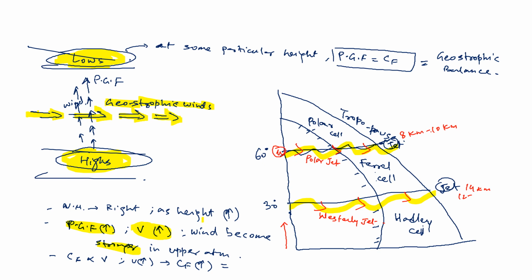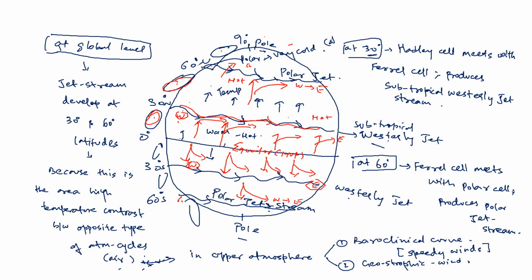Second, at 60 degrees, the Ferrel cell interacting with the polar cell produces a polar jet stream at a height of 8 to 10 kilometers. So at these two latitudes and these two heights, you have a permanent jet stream, and both are moving from west to east and covering the entire globe. Two permanent jet streams you can see, because here both the conditions are satisfied.